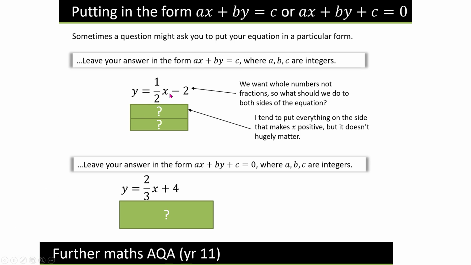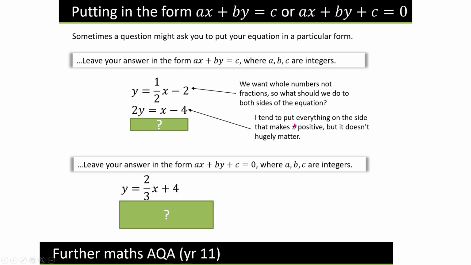So, you have y equals half x minus 2, and you want it in this form. These are fractions here, so you want to multiply this out by 2. If you multiply both sides by 2, you'll get 2y equals x minus 4.